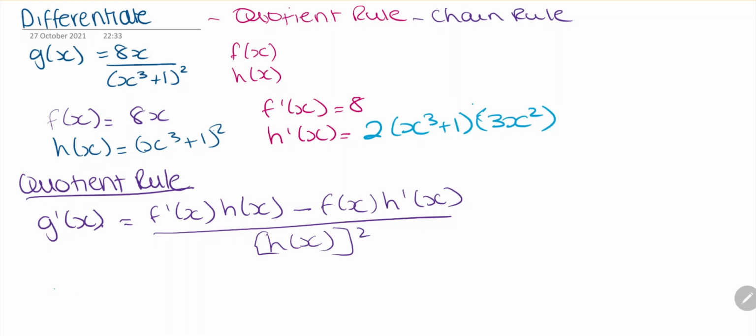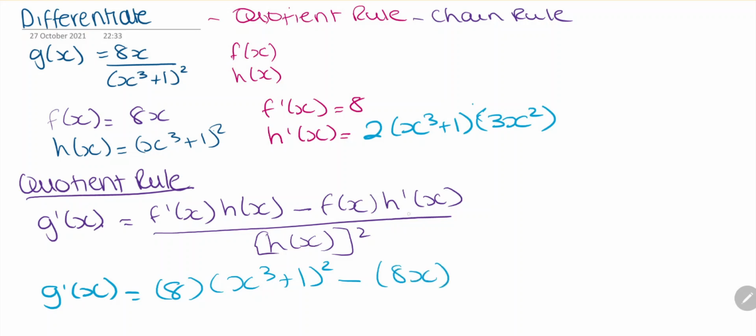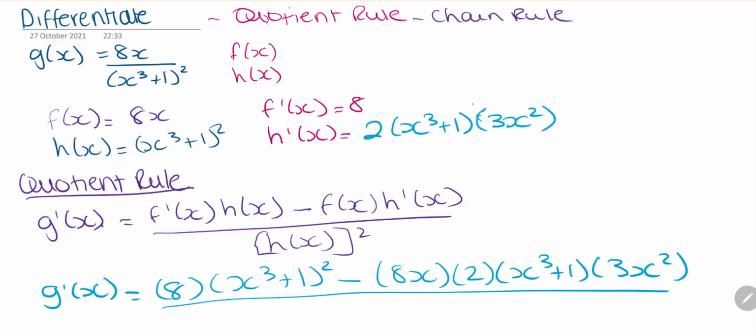So let's put in our values. So f prime of x is 8 multiplied by h of x, which is (x cubed plus 1) squared. And this is minus f of x, which is 8x, and h prime of x is going to be multiplied by 2(x cubed plus 1)(3x squared). And this is all divided by (x cubed plus 1) squared, all squared.